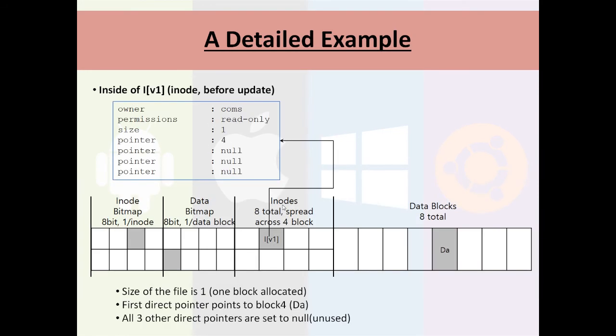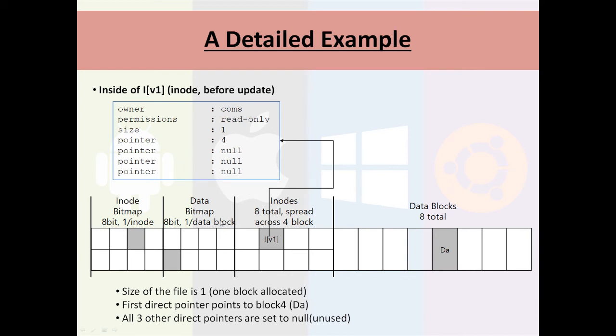Cool. So if we look at this simplified inode, we can see some data about it. We know that the size of the file is 1 because it has one block allocated, right? It's just this one data block here. The first direct pointer points to block 4, and we can see that here. And this is again 0, 1, 2, 3, and 4, labeled DA. And all 3 other direct pointers are set to null, all right, because they haven't been allocated.